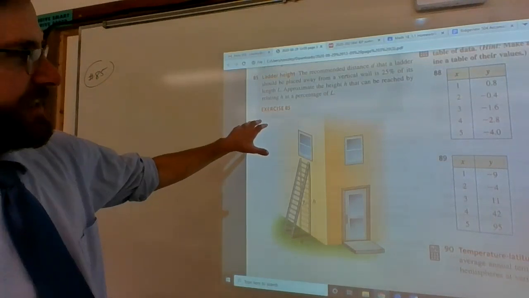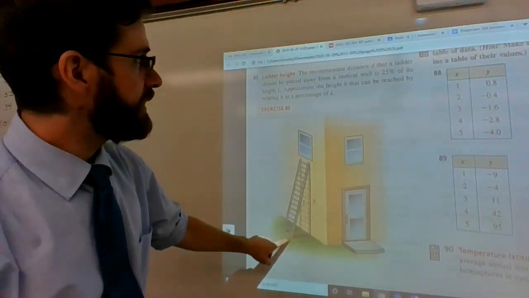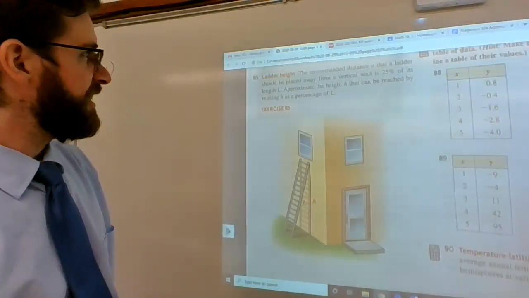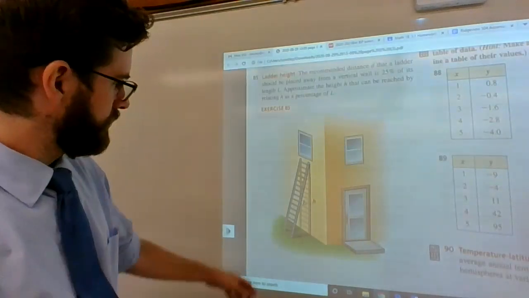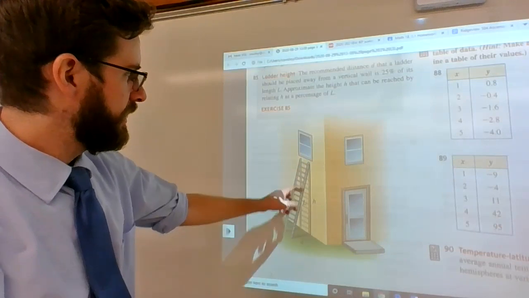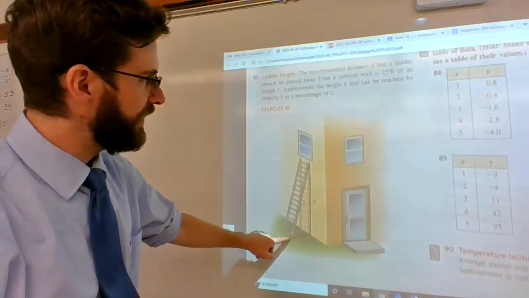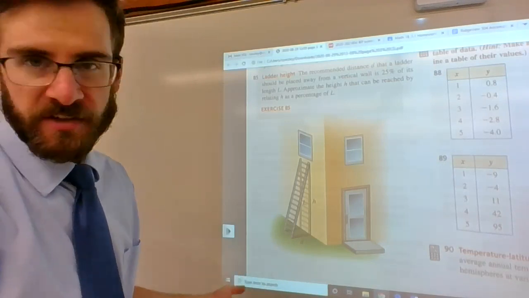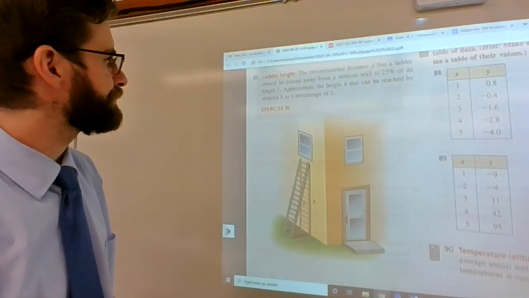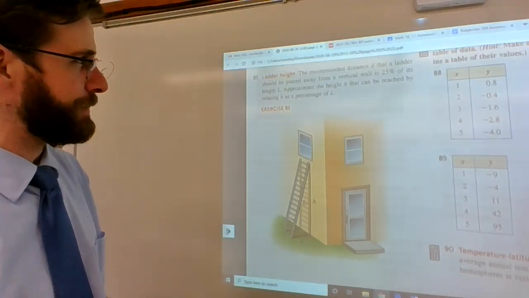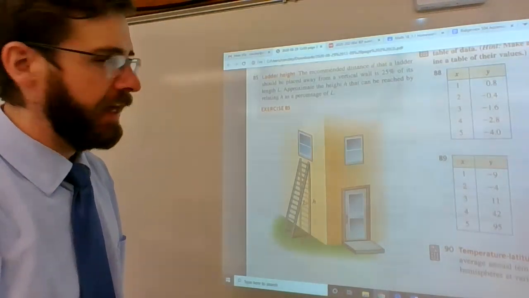The recommended distance, D, that a ladder should be placed away from a vertical wall is 25% of its length. So ladder length, L, the height of the ladder off the wall, H, and then the distance between the base of the ladder and the home, D. Approximate the height that can be reached, relating H as a percentage of L.